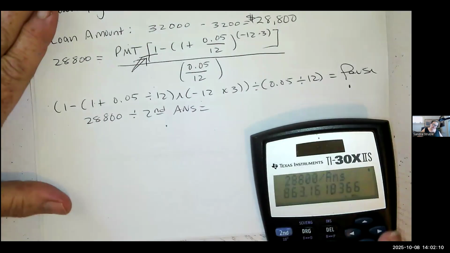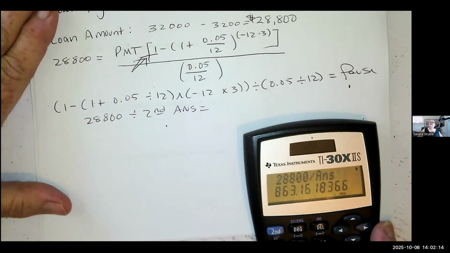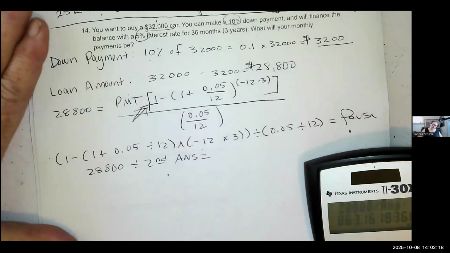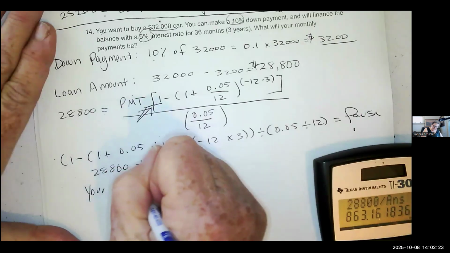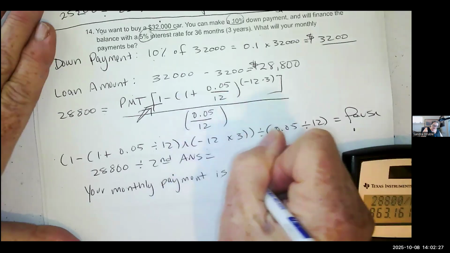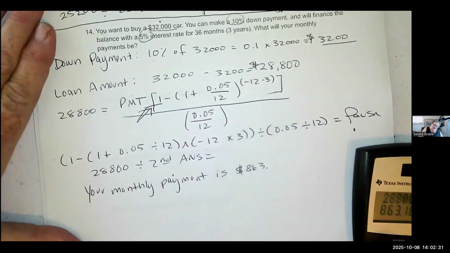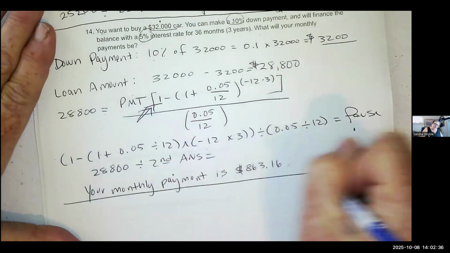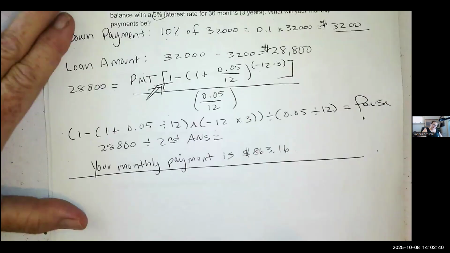So this is going to be your monthly payment on this car for 3 years. Okay, even after putting $3,200 down. So your monthly payment is $863.16. Let's talk about the other things. How much did you pay on your loan?